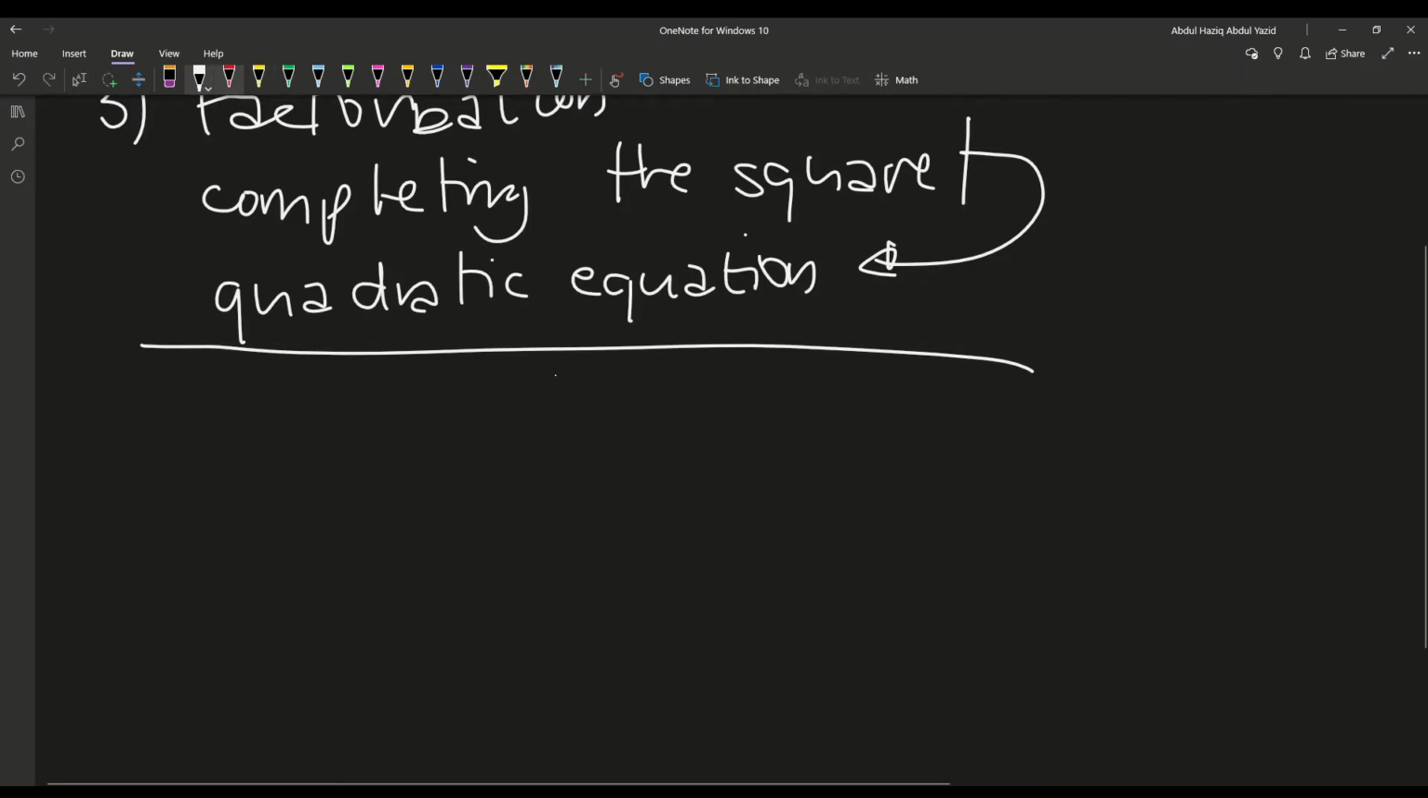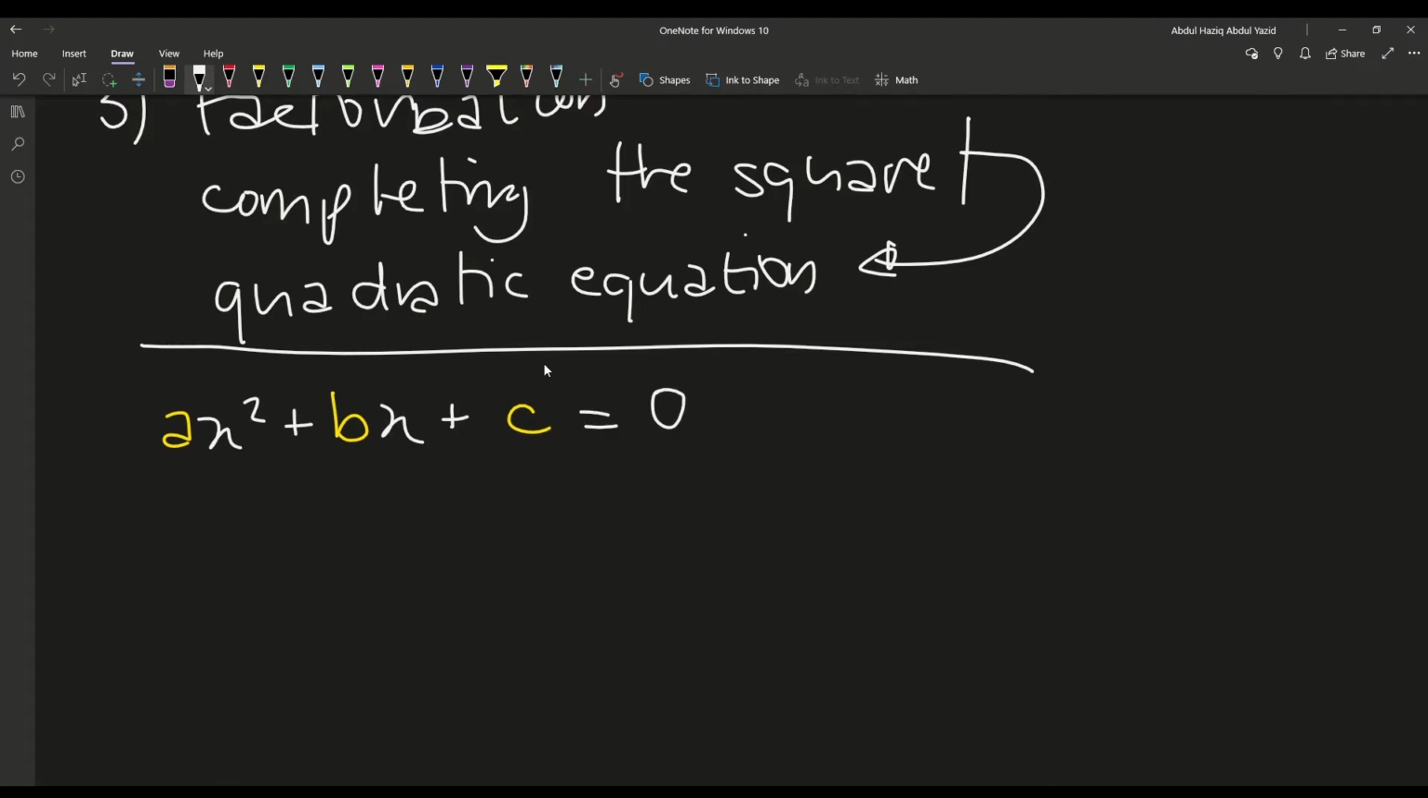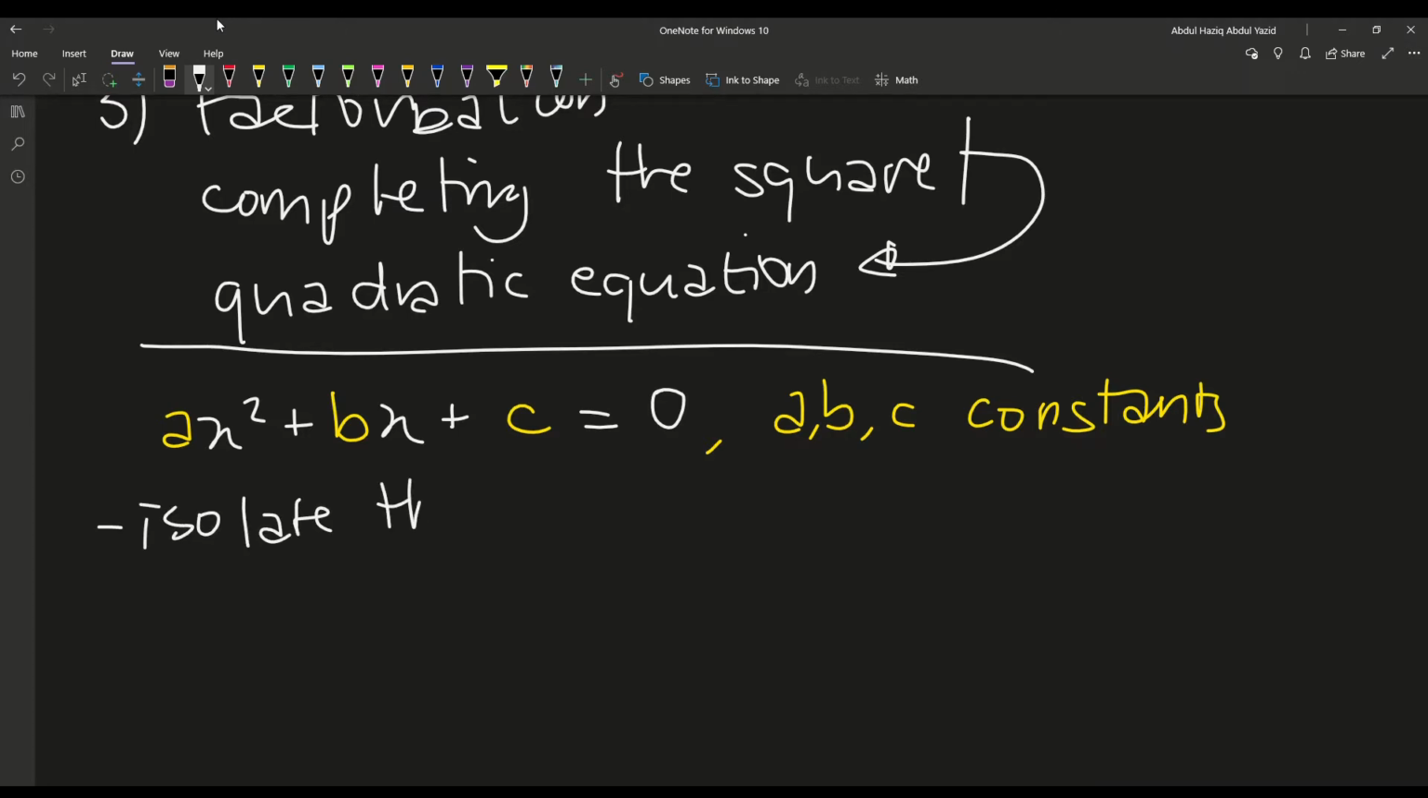First of all, let's just add a little bit of color. So we'll use these colors for our constants. So a, b, and c, this is the general form of the quadratic equation where a, b, and c are all constants. Whenever we try to solve any kind of equation with a single variable, which in this case is x, a single unknown, we try to isolate the unknown part.